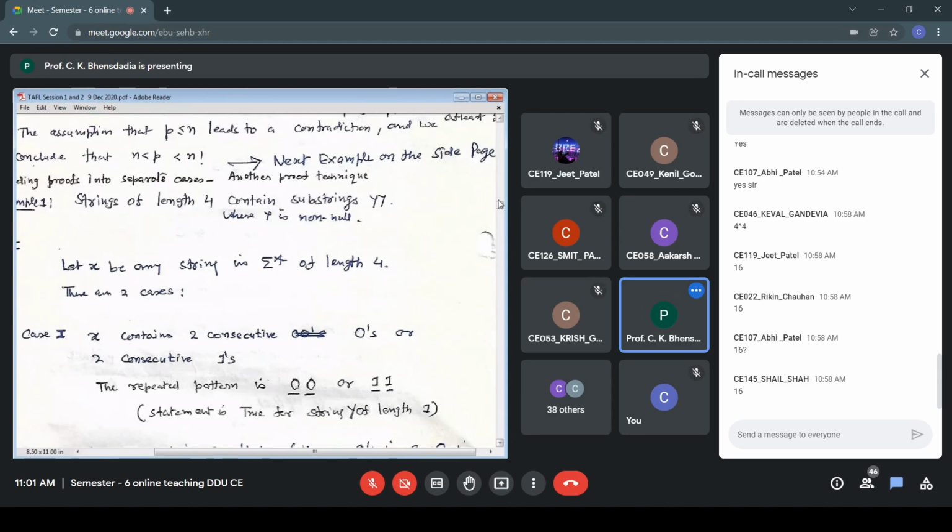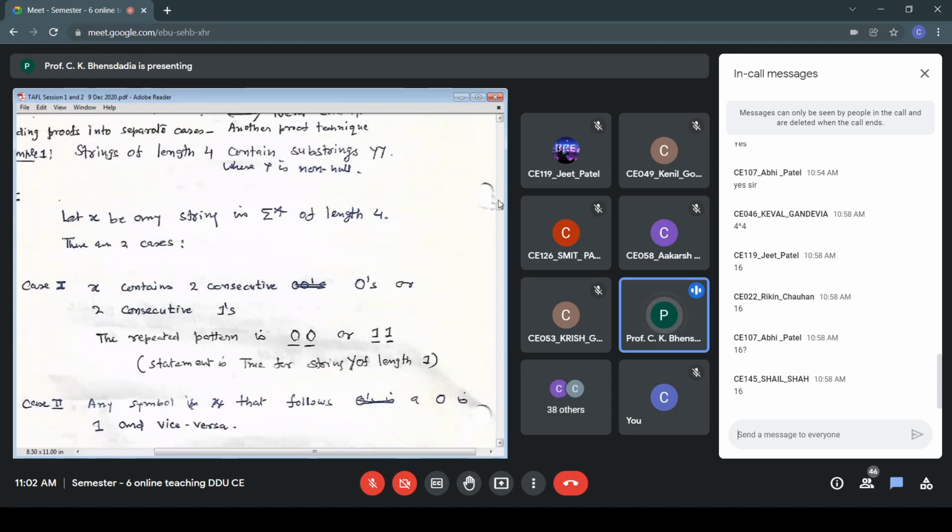So under this case, irrespective of the remaining symbols, I am getting the pattern repeated, 0 0 or 1 1. My y is either 0 or 1. Remaining symbols could be anything, that does not matter. I require a substring having a repeated pattern. So that substring is either 0 0 or 1 1, and the repeated pattern is respectively 0 or 1. So under this case, I have shown that the string X contains the pattern yy as a substring. That is case number 1. Now case number 2.